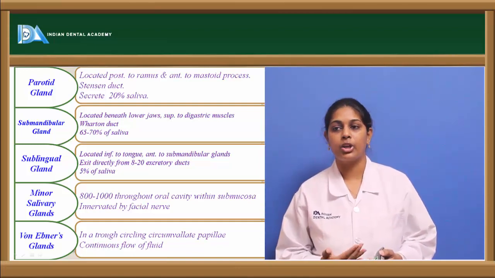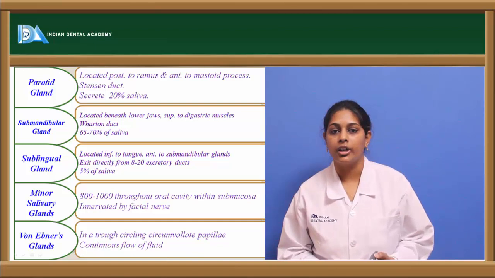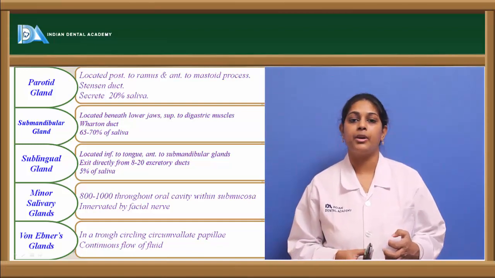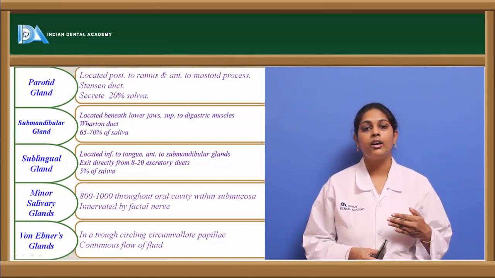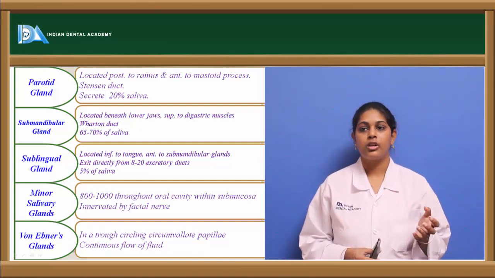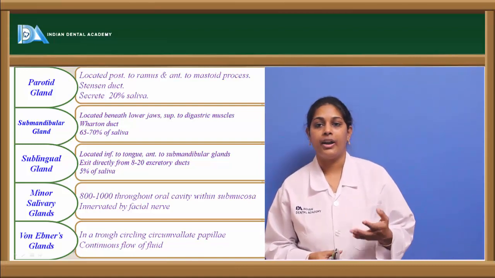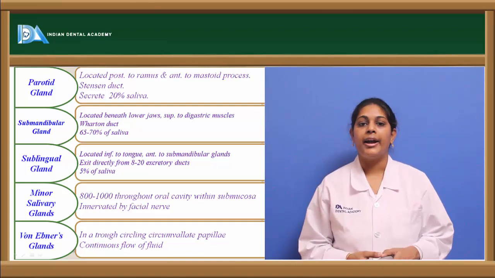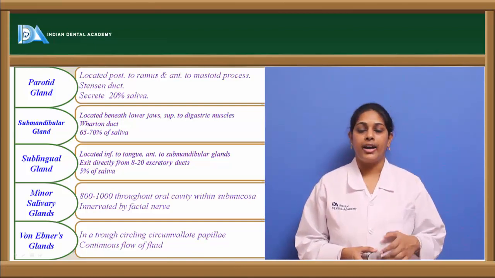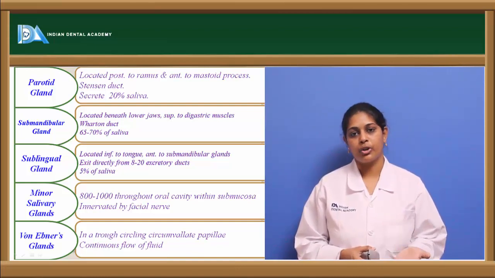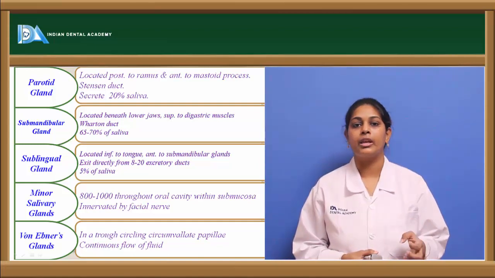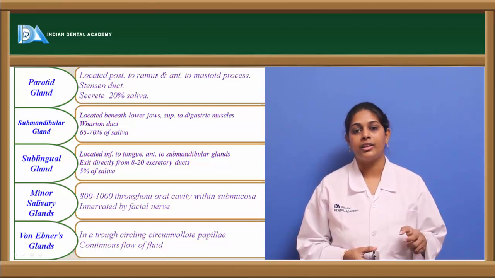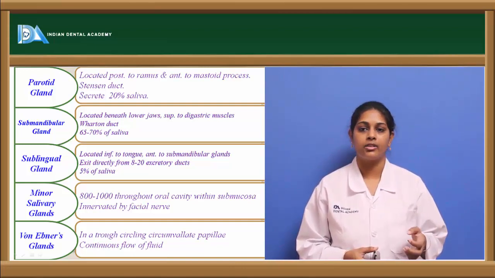Next, the sublingual gland is usually located inferior to the tongue, in the floor of the mouth. It is anterior to the submandibular gland, below the tongue but above the lower jaw. It produces 5% of the total amount of saliva, and this saliva is excreted into the mouth directly. It does not have a single specific duct, but rather has 8 to 20 excretory ducts.